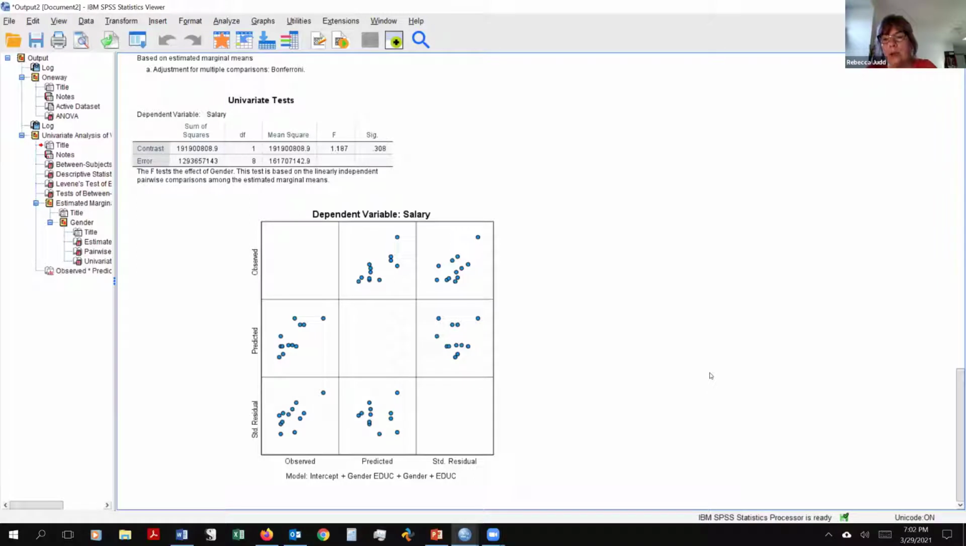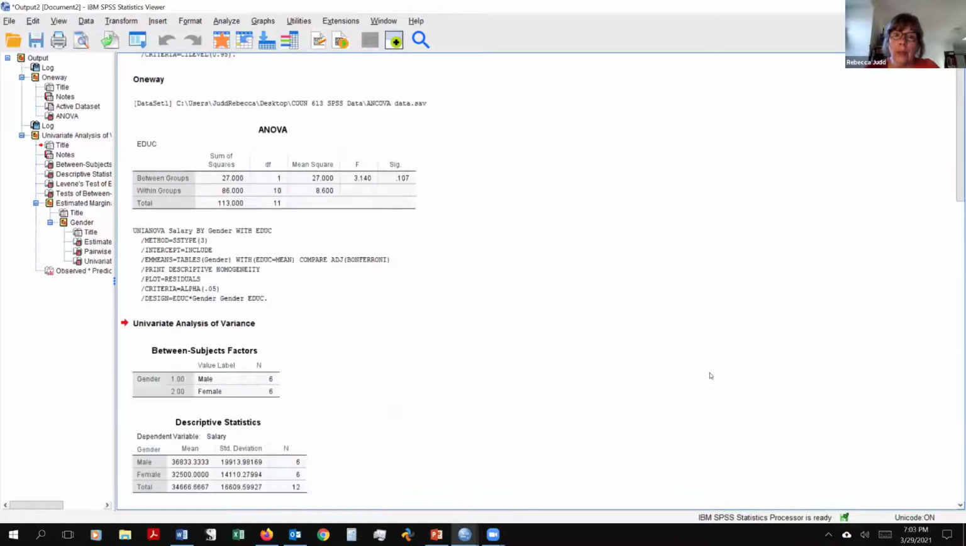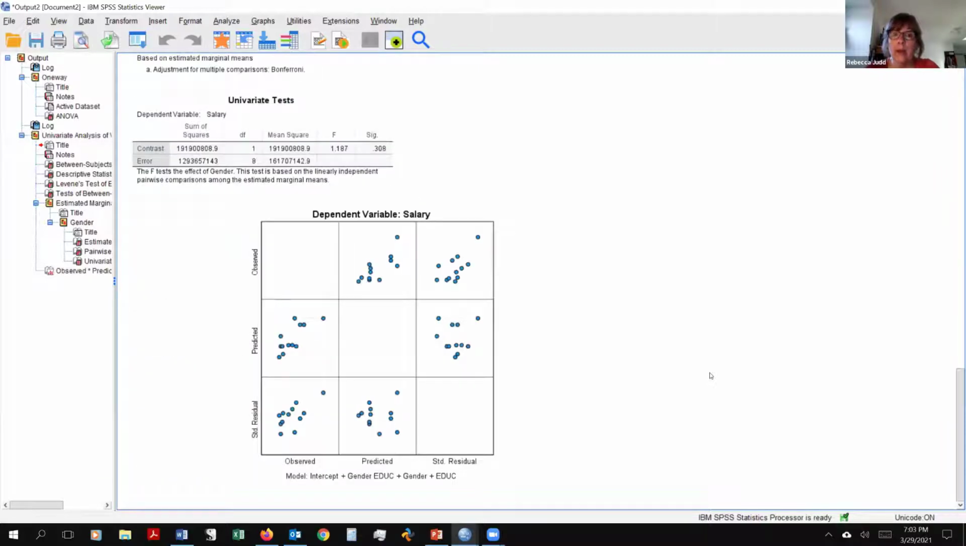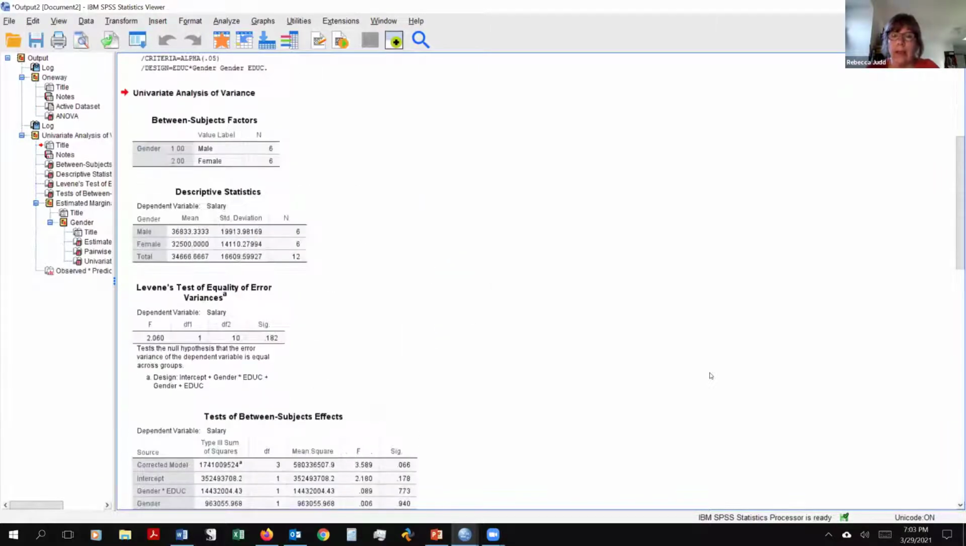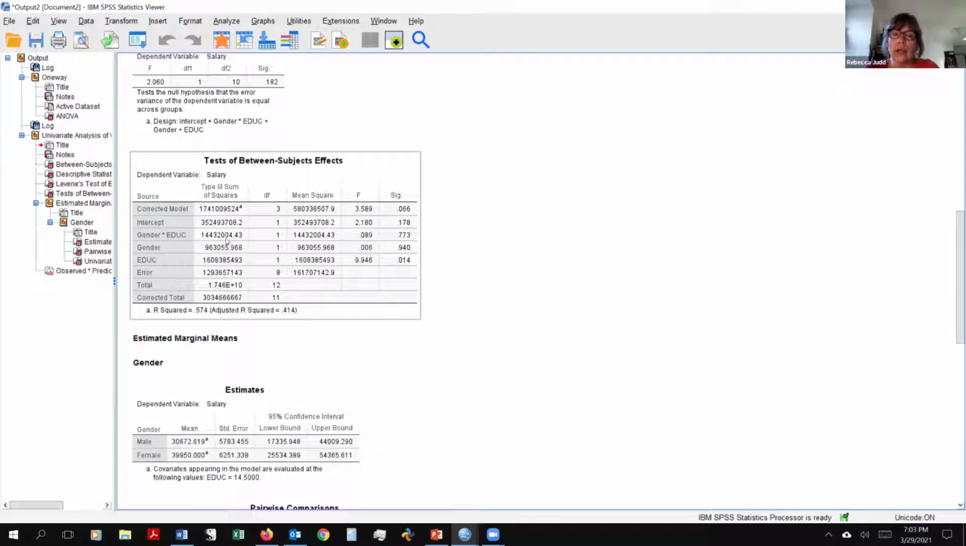There's another way I'll show you to do that, by building your graphs and putting what you need in there, and you'll be able to look at that. You're going to get basically the same thing. I'll show you how to do that in just a minute. So that really is the sum of your ANCOVA. And what it tells you is you do not have a significant interaction with gender and education, but you do have a significant interaction with gender and salary.